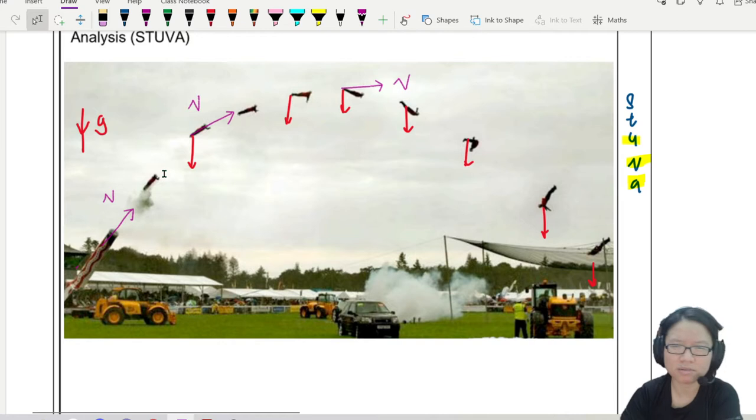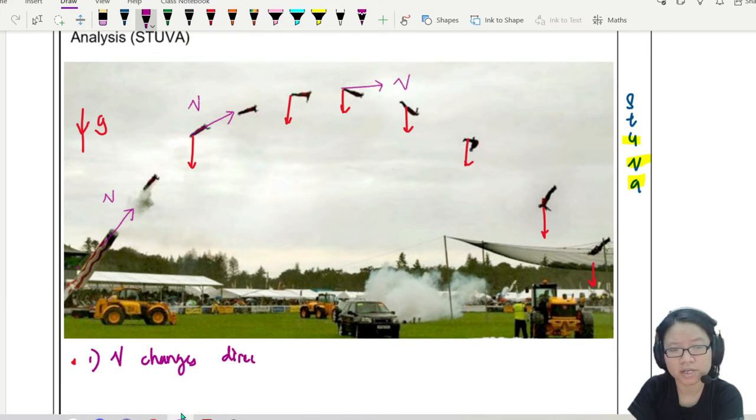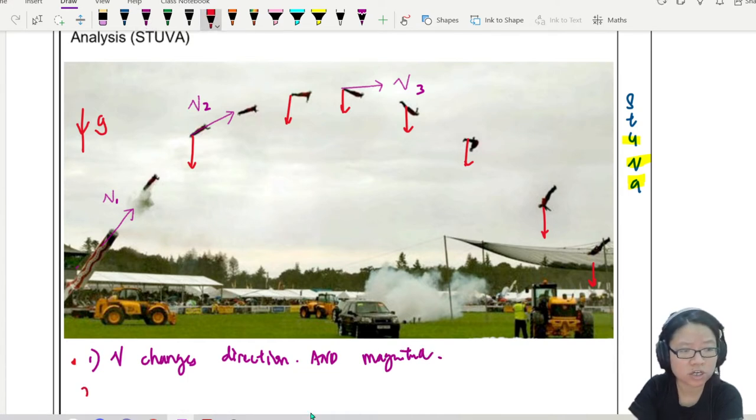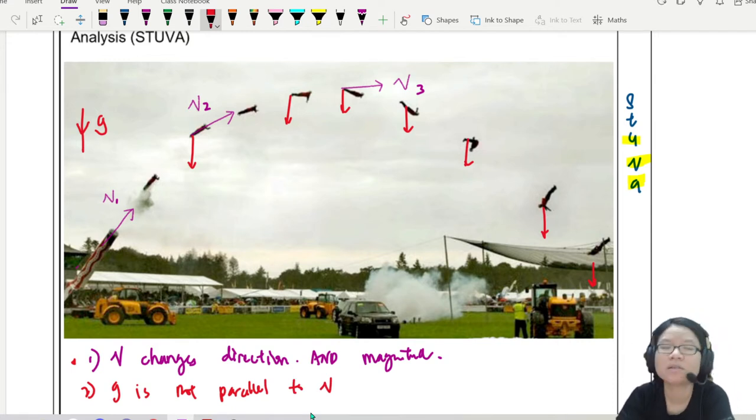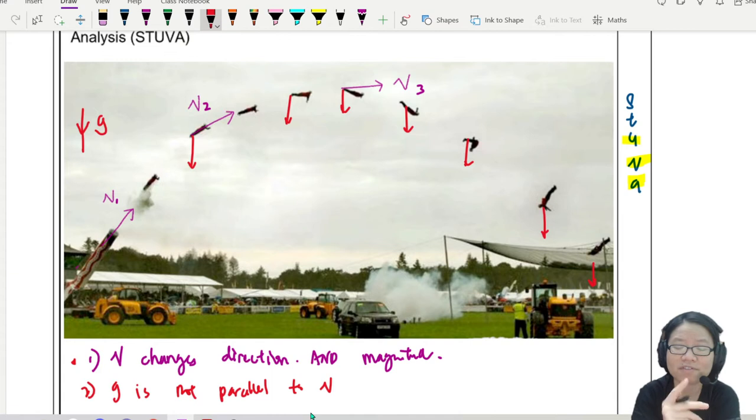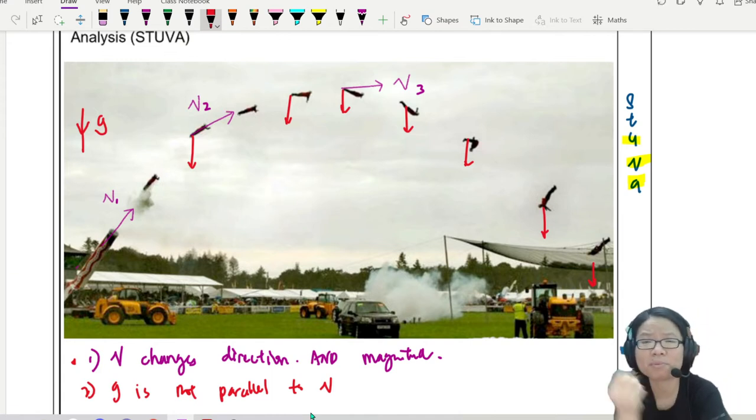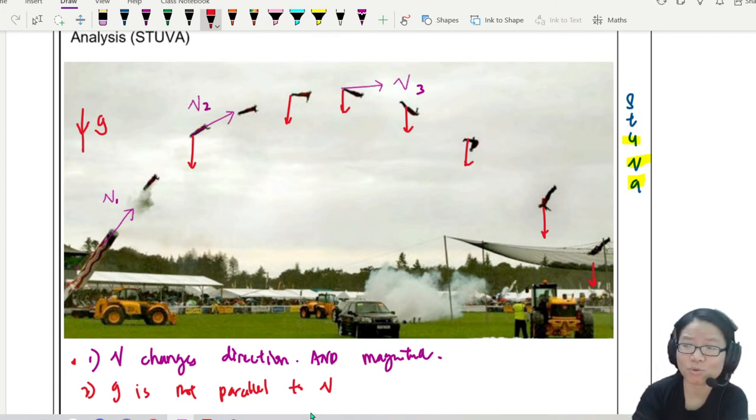So the problem statement here is, number one, V changes direction. Does it change magnitude? Probably, right? Remember, slow down, speed up. So this one is V1, V2, V3. So it changes direction and magnitude. And the second situation here is your direction of g is not parallel to V. In fact, it's almost never parallel. Teacher, how? Well, if you have a vector that is not in the direction that you want, remember what to do from the previous chapter? Vector in the direction that we don't want, we have to resolve.